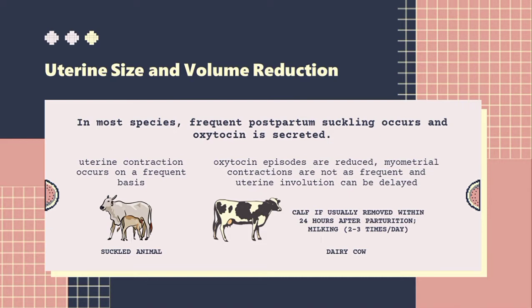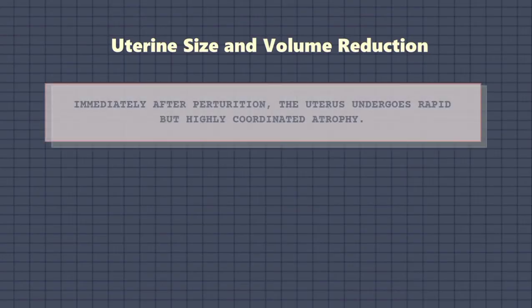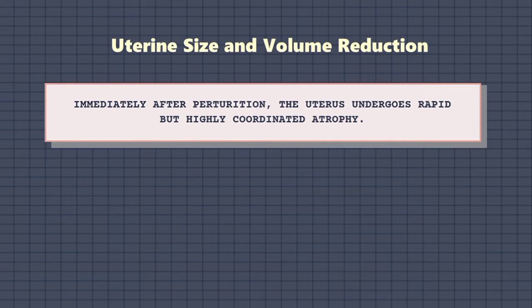However, it is important to note that delayed uterine involution is an important factor which limits the fertility of a cow. So immediately after parturition, the uterus undergoes rapid but highly coordinated atrophy so that in a relatively short period of time, the uterine mass is reduced to its non-pregnant size.